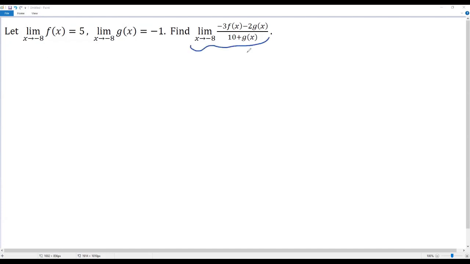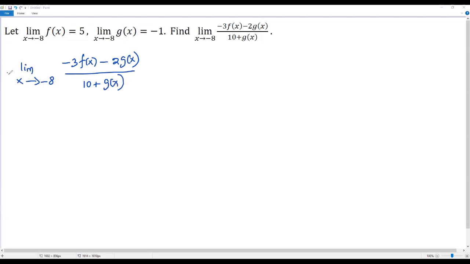And we have to evaluate the limit as x approaches negative 8 of negative 3 times f of x, negative 2 times g of x, over 10 plus g of x. So we have to evaluate the limit that I have written over here. The limit here is applicable for the complete expression.